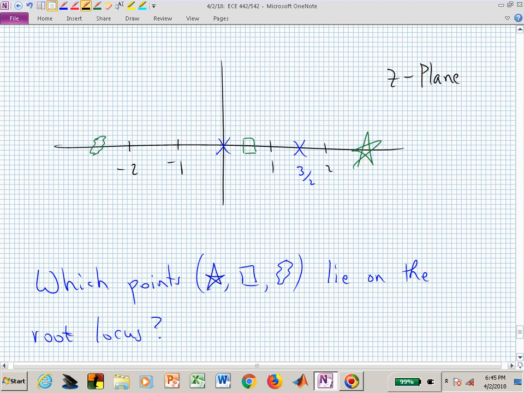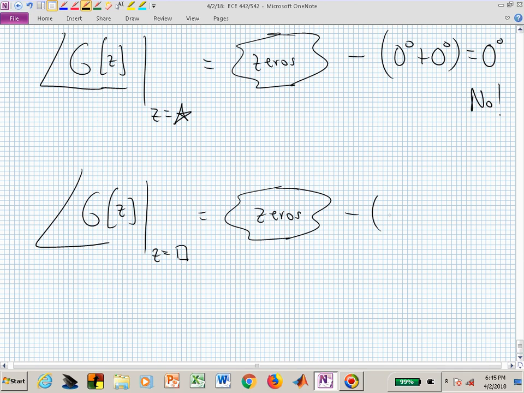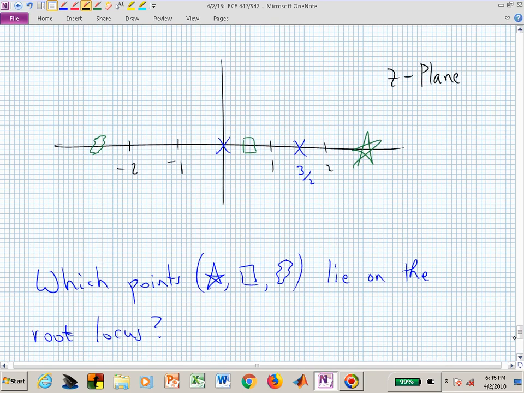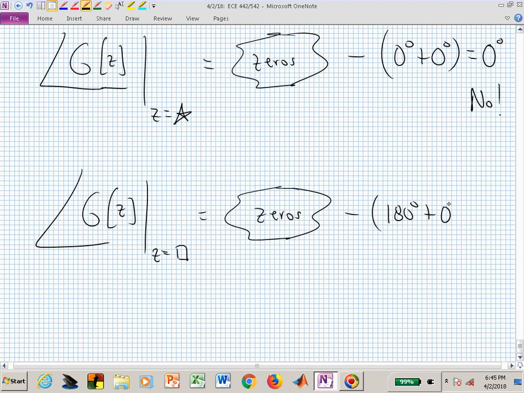Let's go positive up. So now I had to go through 180 degrees. So that was 180 degrees. Now I'm standing at the other pole, which is at the origin, and I now need to look to the box. What's that angle? 0. Yes, the box is on the root locus. Do you see how we're finding, just with 3 points, what points are on the root locus?